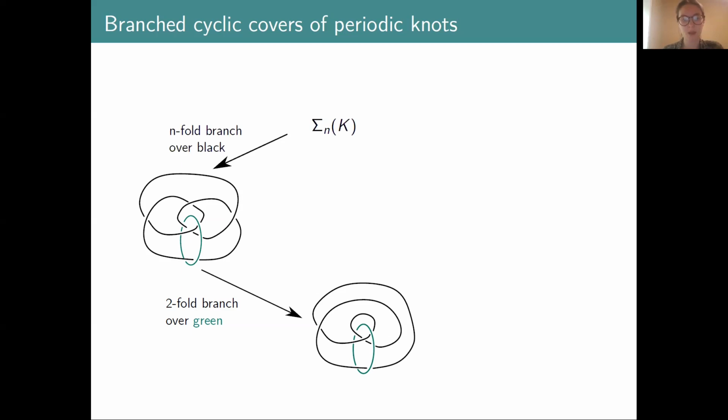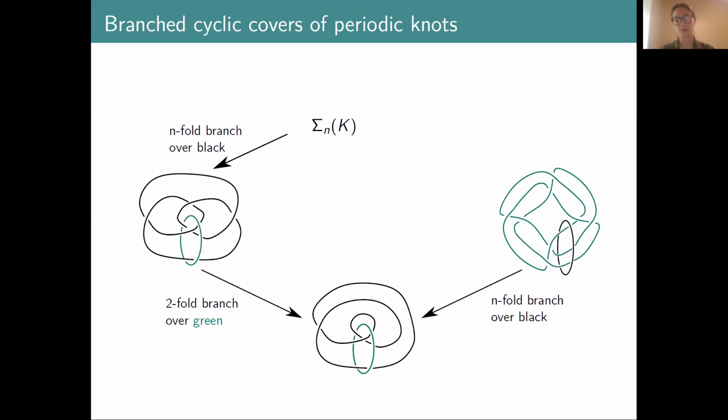Okay. And the manifolds that we're interested in are the n-fold branched covers of the figure 8 knot in this case, so the black curve. And so what we've kind of said on the left-hand side of this picture is that we can think of the n-fold branched cover of the figure 8 knot as this composite branching. So first 2-fold branch over the green, then n-fold branch over the black curve.